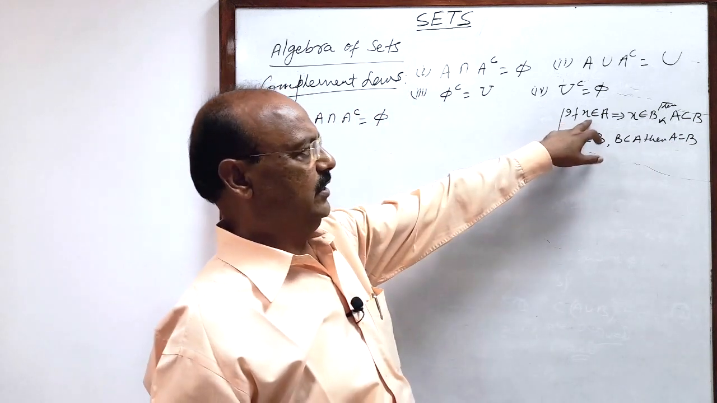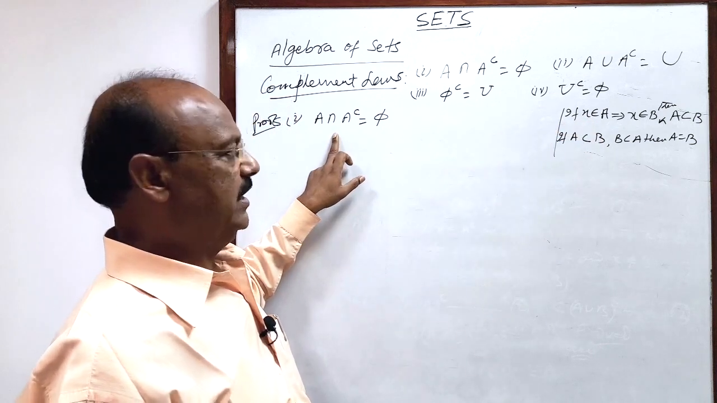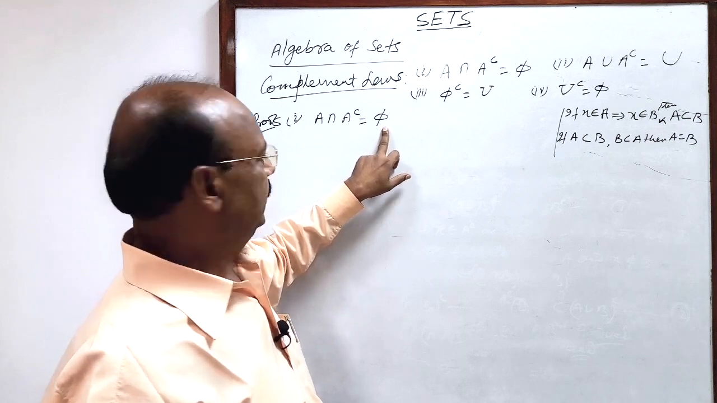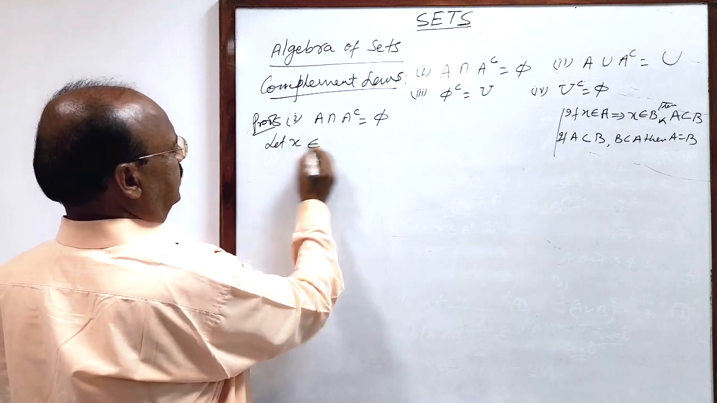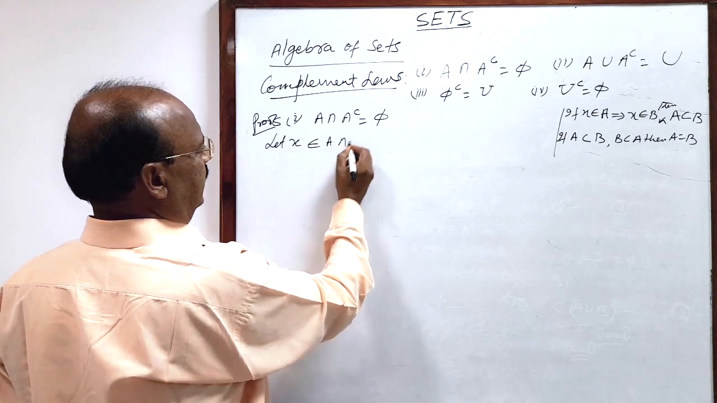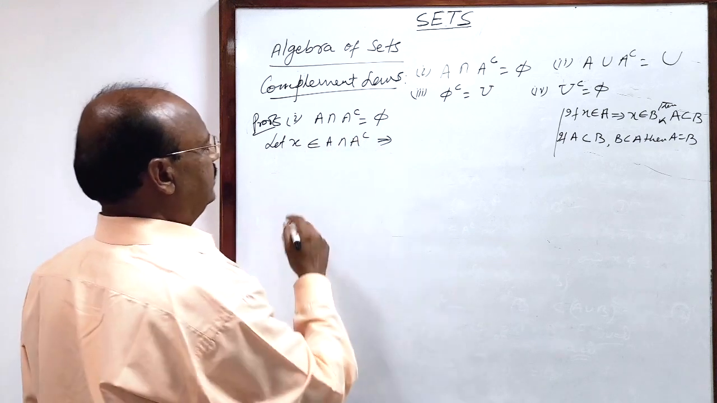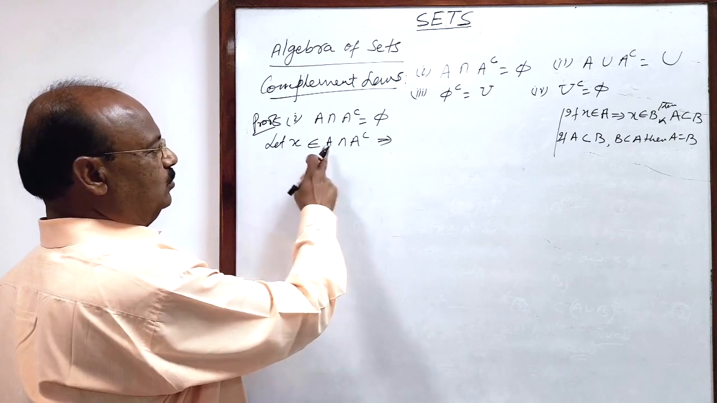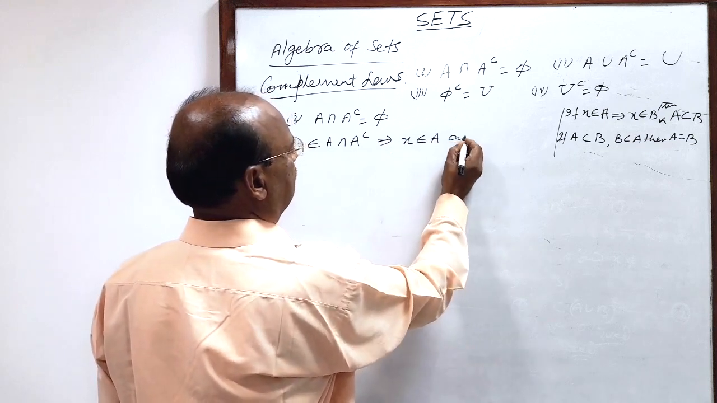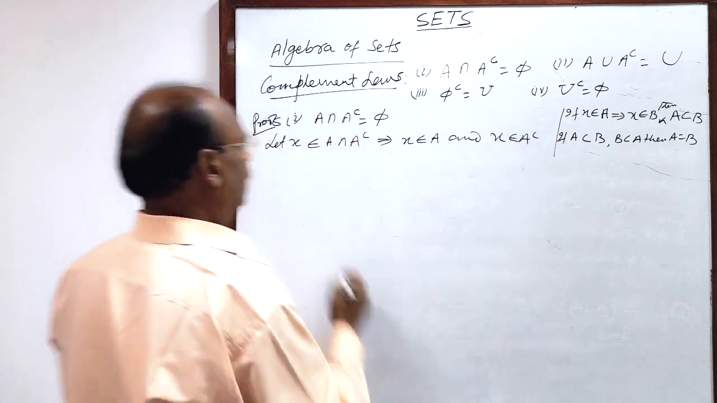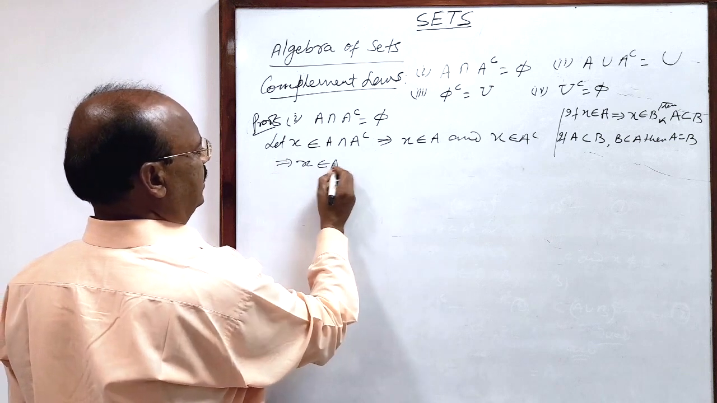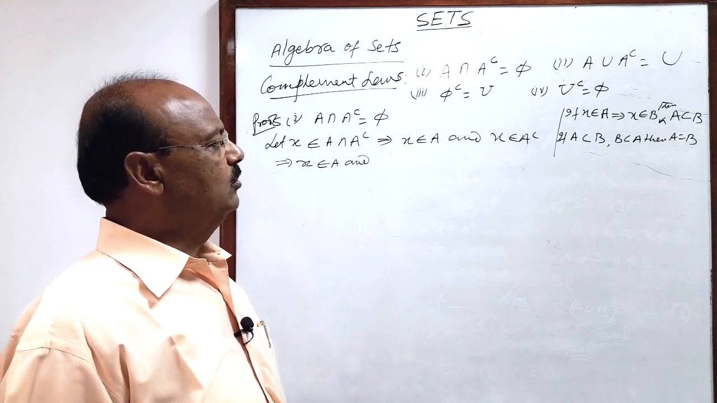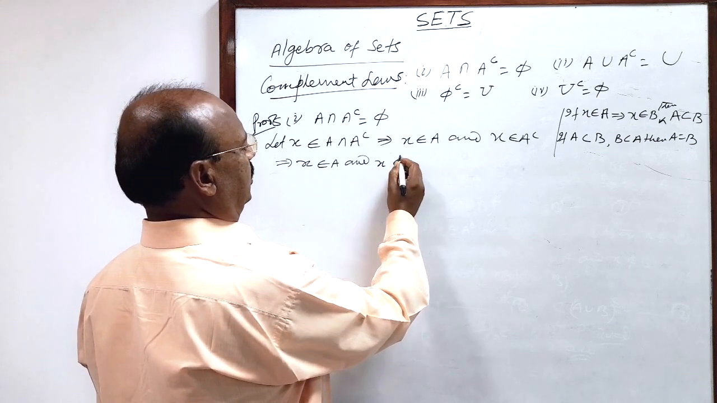So let us start with this property. Let us suppose that X is any arbitrary element of left hand side, and we will try to show that this arbitrary element X also belongs to null set phi. So let X be an arbitrary element of LHS. X belongs to A intersection A complement. This implies that X belongs to both the sets, means X belongs to set A and X belongs to A complement. If X belongs to A complement, then by the definition of complement, X will not belong to set A.